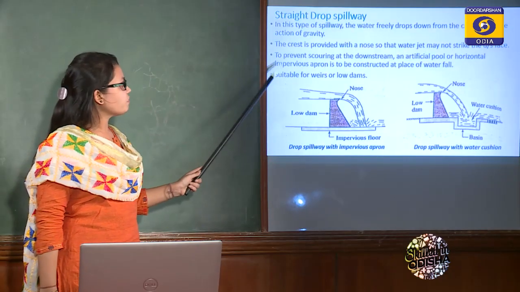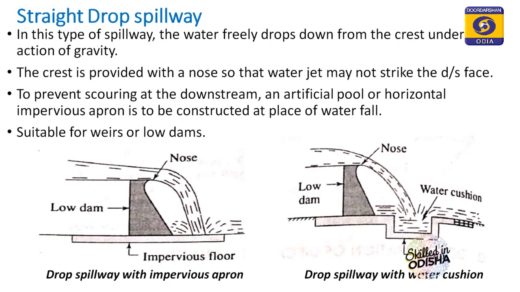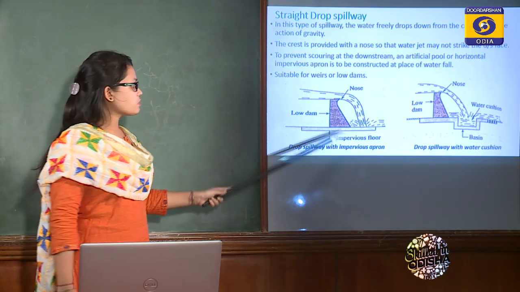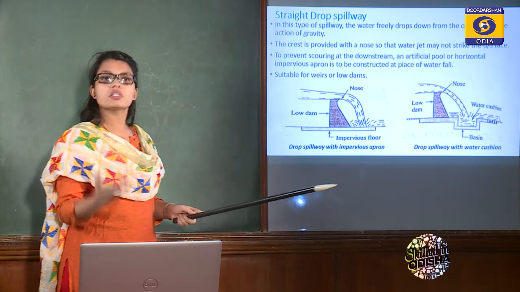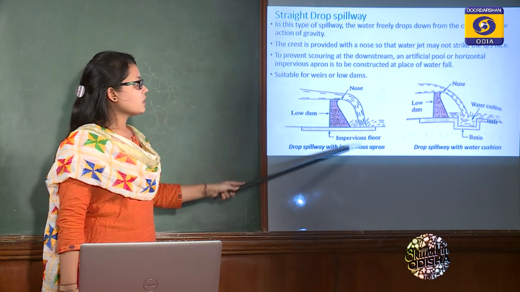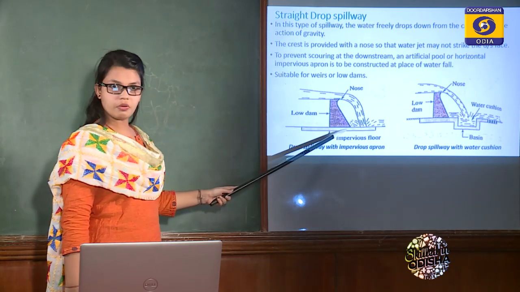So what to do to prevent that? To prevent it, we can provide an impervious apron. You can see the impervious floor. Impervious means water cannot pass through this floor. It is made of concrete, because concrete is strong enough to resist the eroding effect of this high velocity falling water. So that is one way.